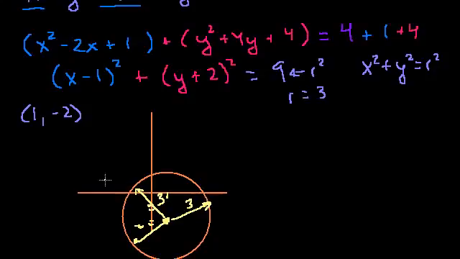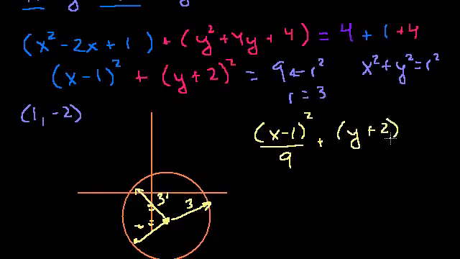Fair enough. That was a pretty straightforward problem. Circles in some ways are the simplest. And remember, I said it's going to be an ellipse, and you say, oh, this isn't the standard formula for an ellipse. But just as a refresher, if you divide both sides of this equation by 9, what do you get? You get x minus 1 squared over 9 plus y plus 2 squared over 9 is equal to 1.